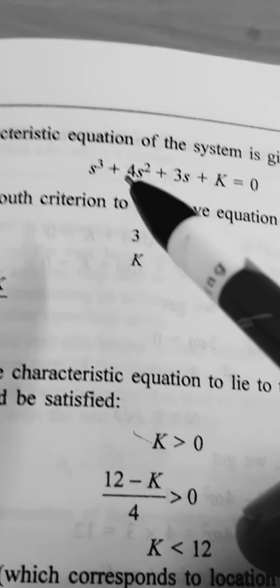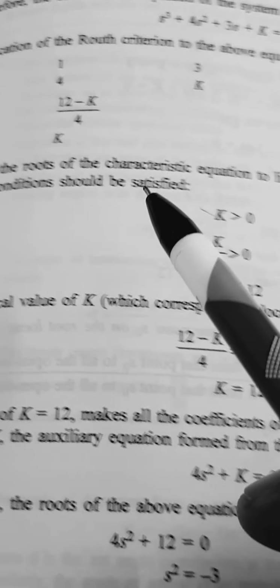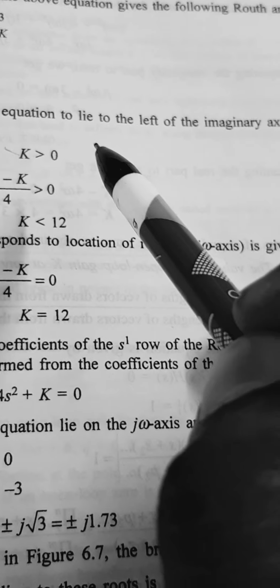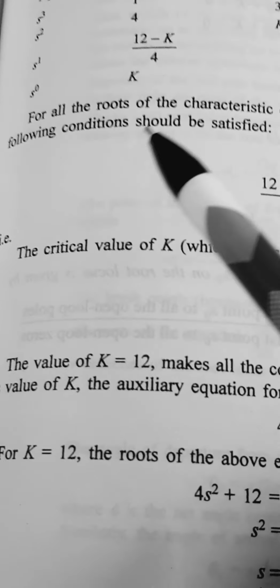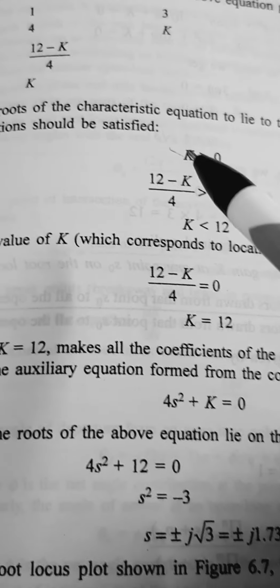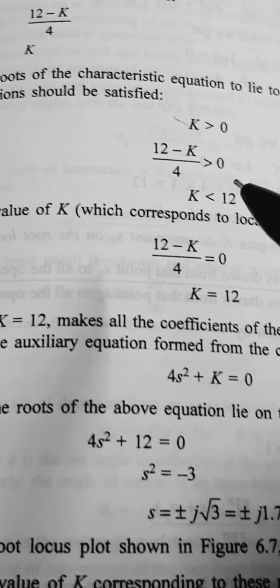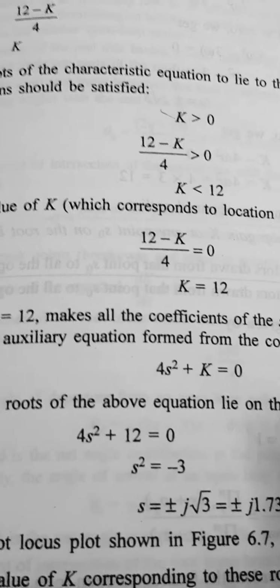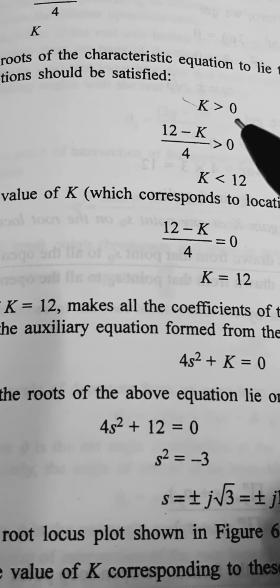You need to form the Routh table. Now, for all the roots of the characteristic equation to lie on the left of the imaginary axis, the following condition should be satisfied. That means all the elements in this column should be positive. So k should be greater than 0, and (12 minus k) by 4 should be greater than 0, so k should be less than 12. One is k should be greater than 0 and k should be less than 12.